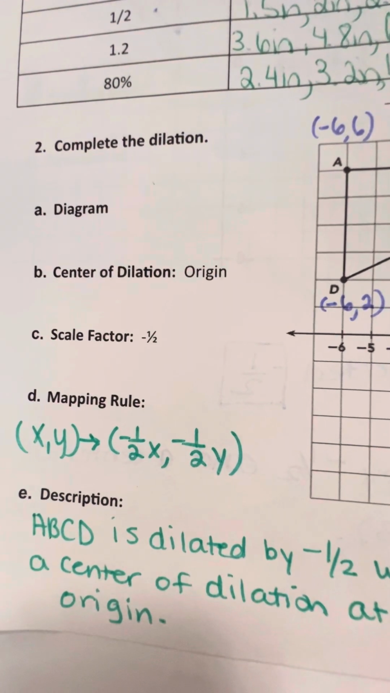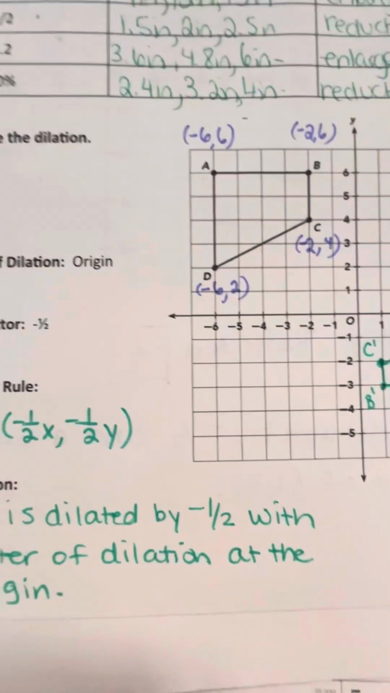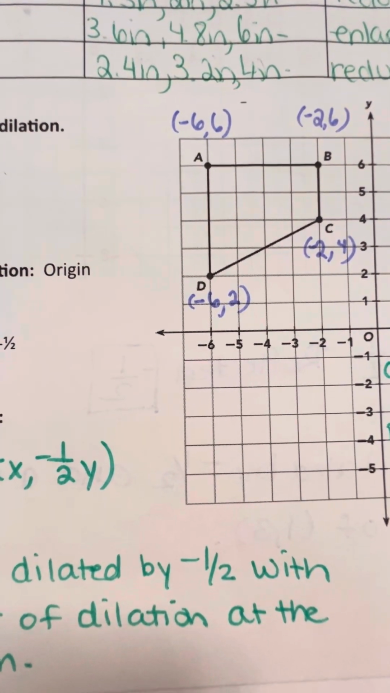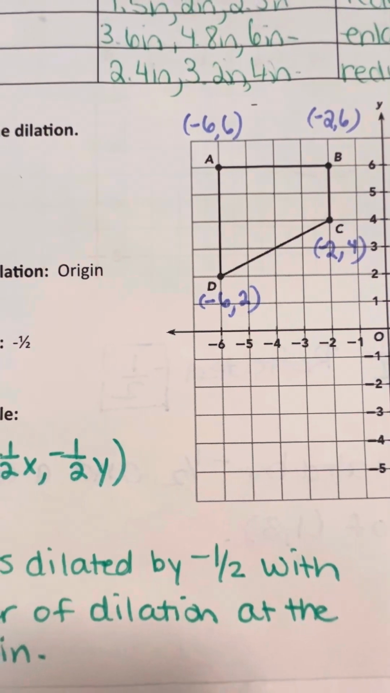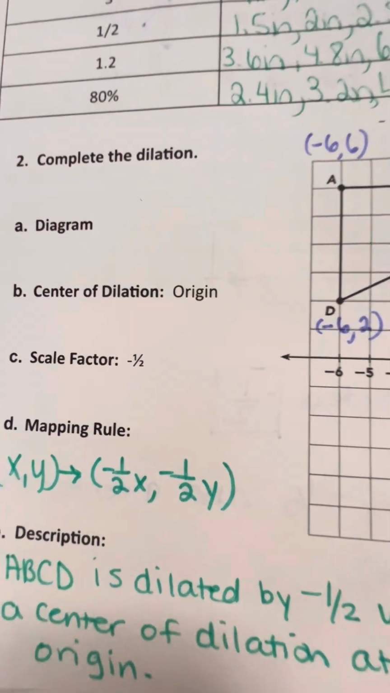All right, we got a lot of work to do here with this dilation problem that I have. So we're first going to look at the diagram, which there's the diagram right there. I just labeled all the points for A, B, C, and D. So that helps us with our problem. And then we're going to look at some pieces of information that are super important to us.